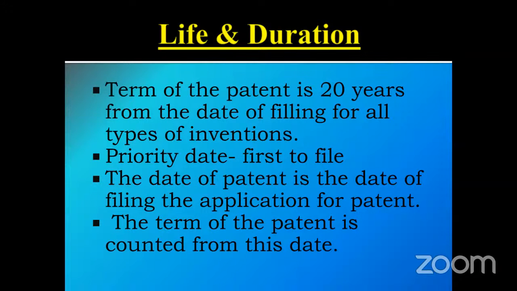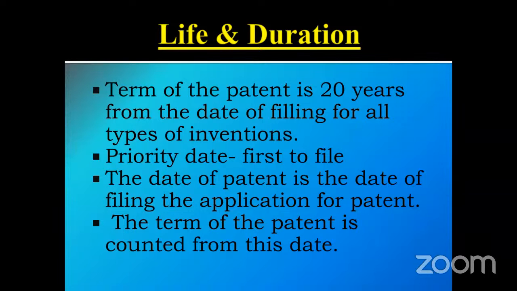So what is the duration of a patent? The term of the patent is 20 years from the date of filing for all types of inventions. Suppose I have made an invention and now I would like to patent it. So I will file that patent in any office of the Indian Patent Office. There are 4 patent offices in India. Depending on the locality, I will file the application for the patent in any one of the offices in India. So the duration for that patent is 20 years, and that is from the date of filing, not from the grant of patent.